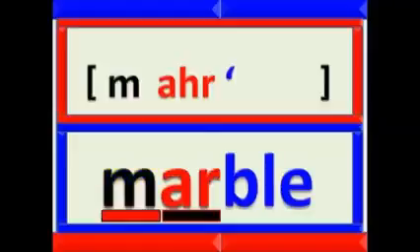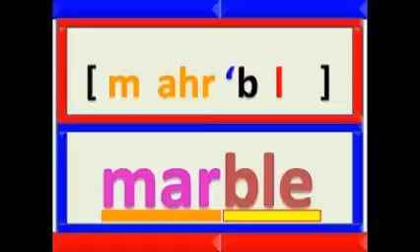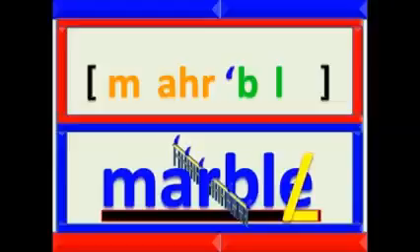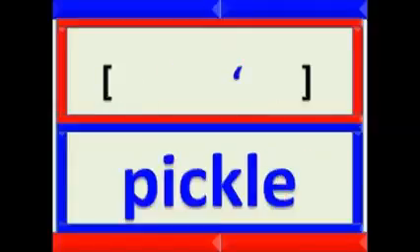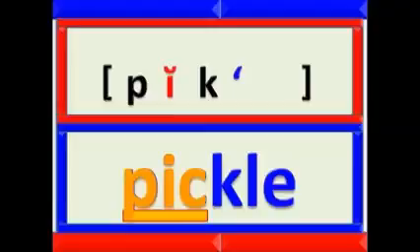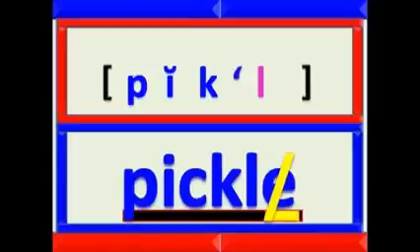Marble. M. R. Mar. B. All. Ball. Marble. R and the B. Silent E. Mar and then ball. Marble. Pickle. P. Pick. K. Oh. Call. Pick. Oh, pickle. Okay, silent E. Now watch the fence behind the C. K is silent. Fence goes behind the C because the C and the K make the same sound. K. So the fence goes behind the C.